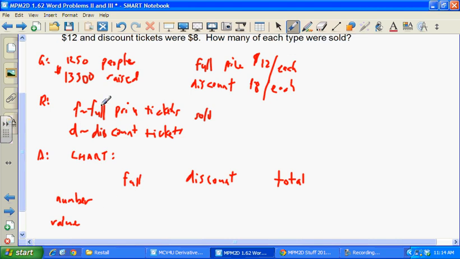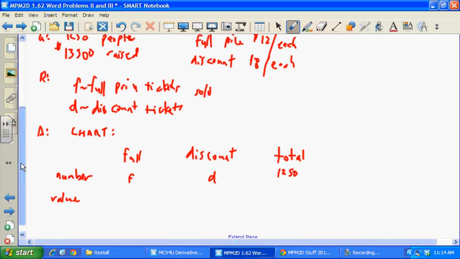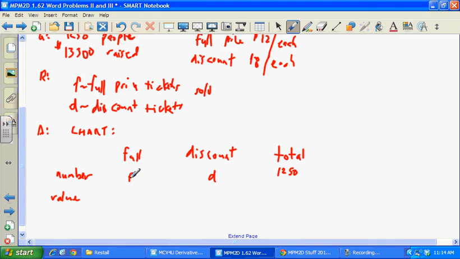So the number of full price tickets, well, that was our F, wasn't it? Number of discount tickets was just D, and I know that we had to have 1,250 people in total. I can see an equation coming from this, can't I? Each full price ticket was worth $12, so the value of the full price tickets was 12F. The value of the discount tickets was 8D, and in total, we raised $13,300, and I can see a second equation.